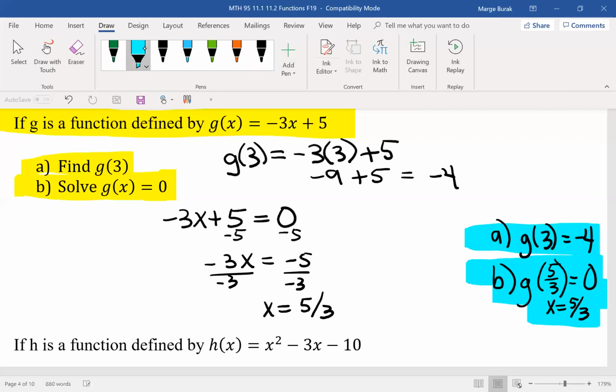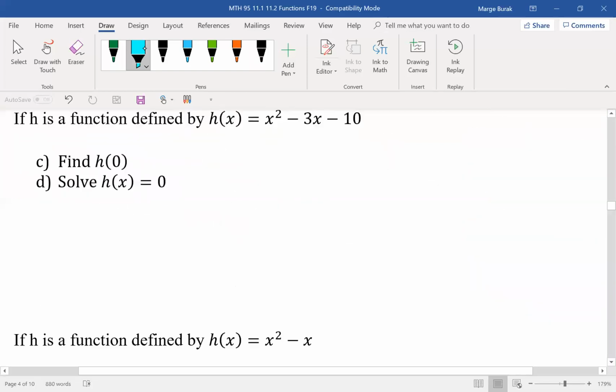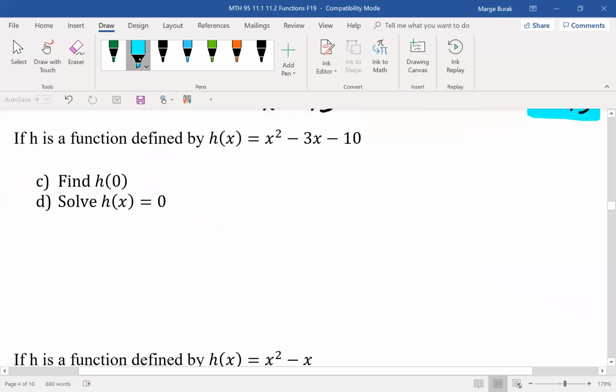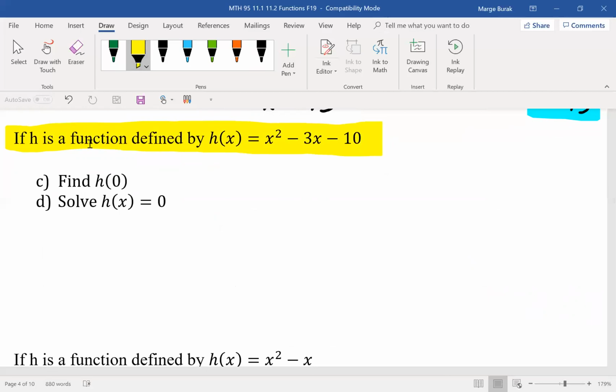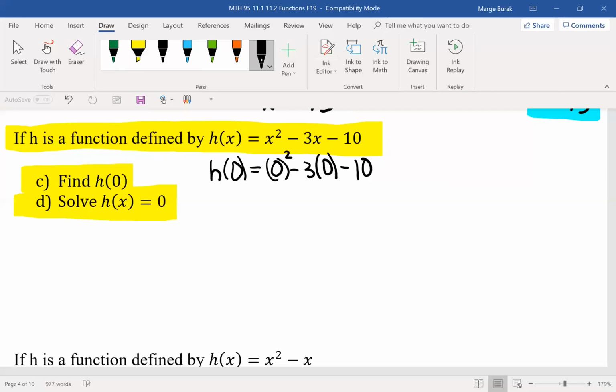Okay. All right. Let's do a quadratic function. Here, this function is defined. H is a little trinomial. We're supposed to find h of 0 and then when it is equal to 0. So two different things. Well, h of 0 means I'm just going to put 0 in for x. So that's 0 squared minus 3 times 0 minus 10. Well, that's nice because that's 0 minus 10, or negative 10. So h of 0 equals negative 10. That's our answer for A.